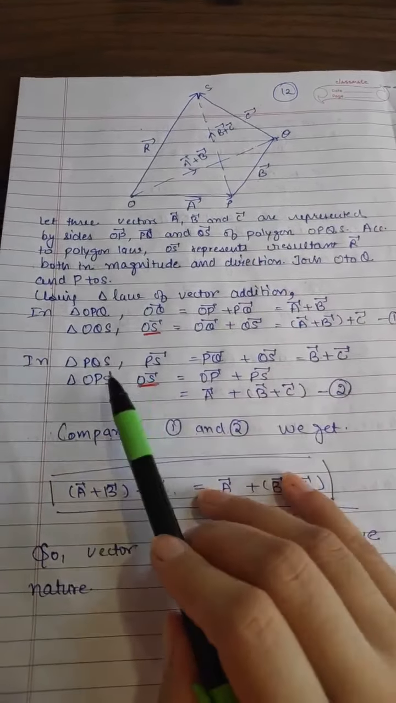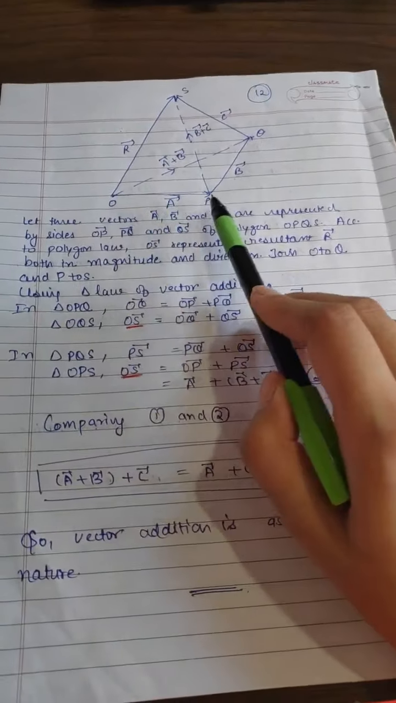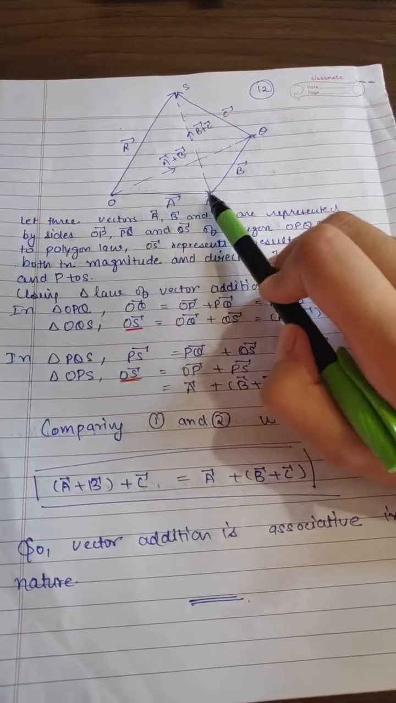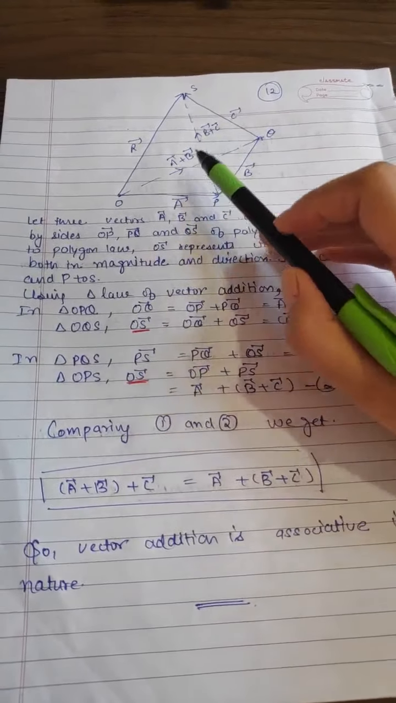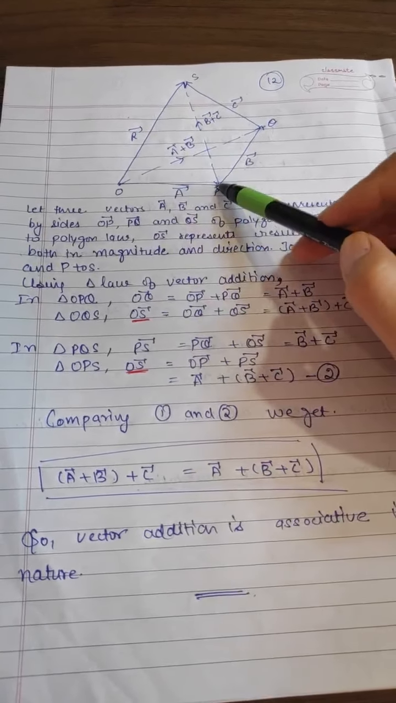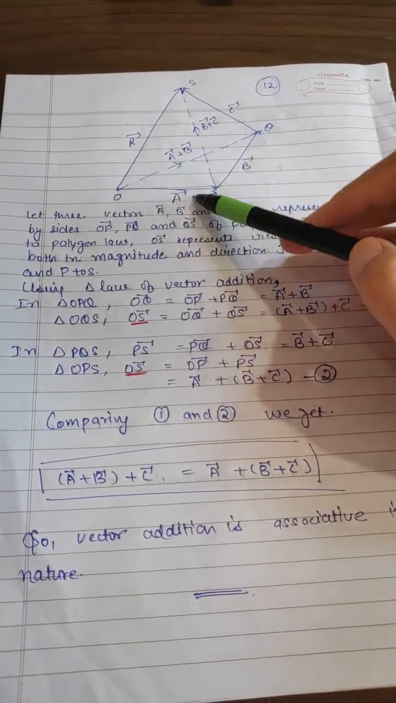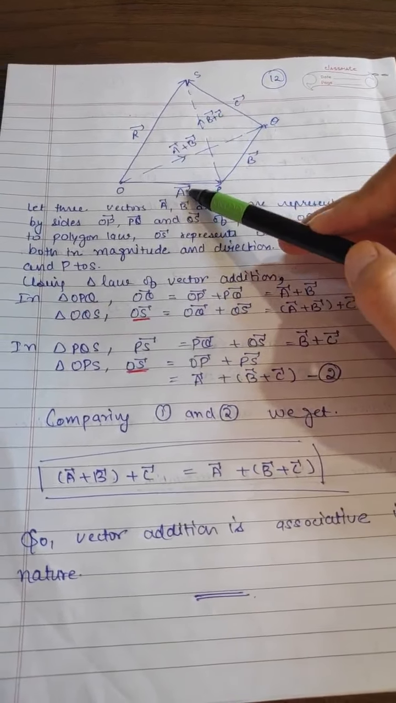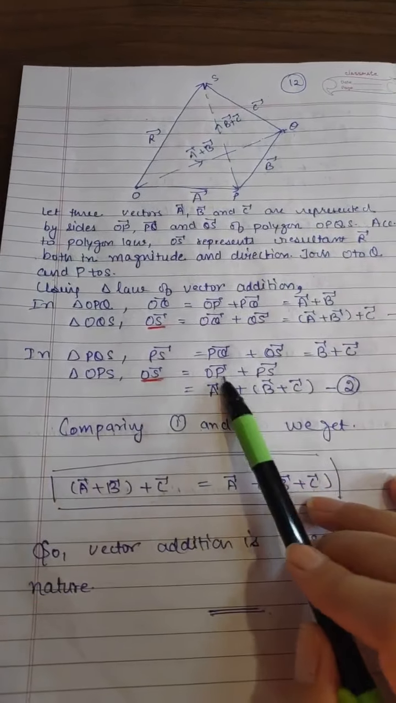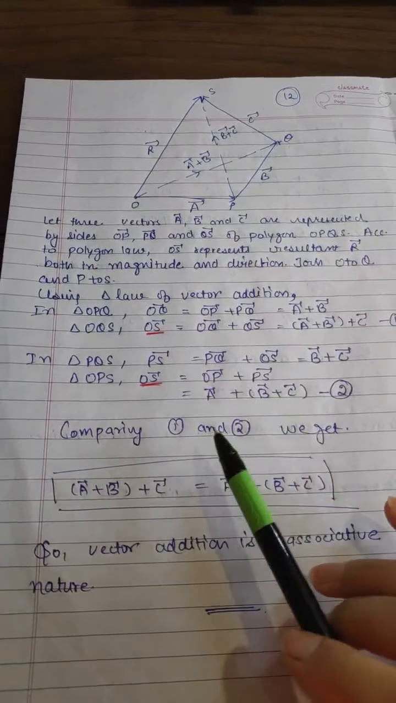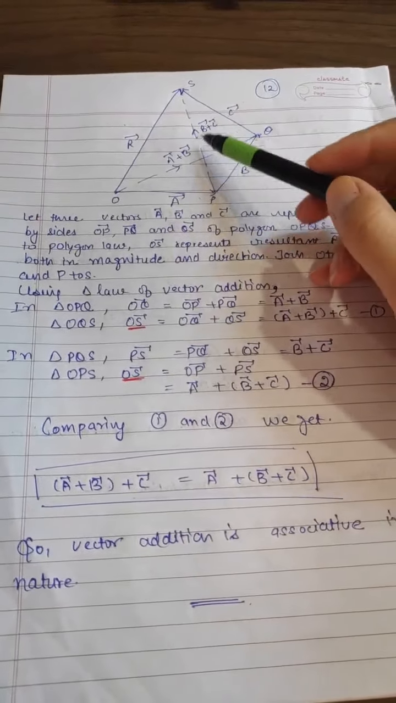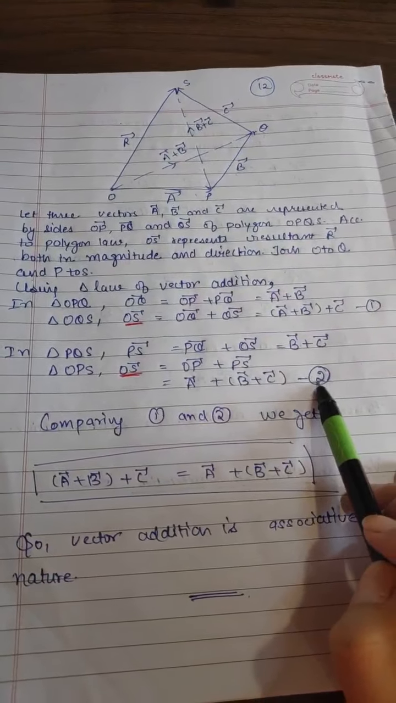Now take another triangle, that is OPS. This is O, this is P, and this is S. Now see which two vectors are in the same order. O to P, then P to S, see the direction. These are in the same order, like this is in this side direction and this is going upward. Both are taken in the same order, and this will give you the resultant. So OS is equal to OP plus PS. What is the value of OP? OP is A vector. What is the value of PS? B plus C, put it in bracket. So this is your number 2.